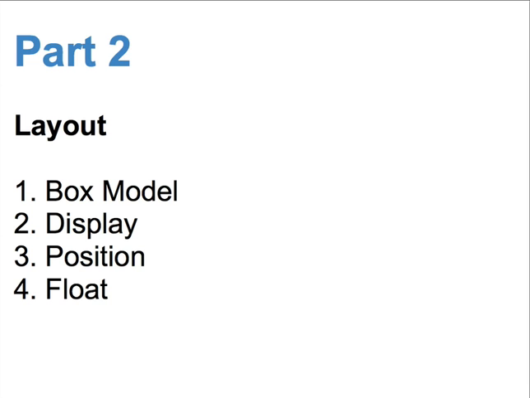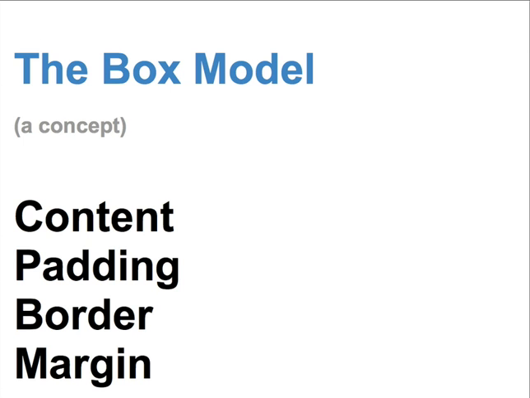Which brings us to part 2, layout. We have the first section here, we'll talk about the box model, part 2, display, 3, position, and 4, float. So the box model. The box model is a very important concept in CSS. And at Google, we actually did a poll of front-end engineers to see if there was one thing that everyone could understand about CSS, what would it be? And we decided it was the box model. So the box model is content, padding, border, and margin. And every box has these 4 properties.